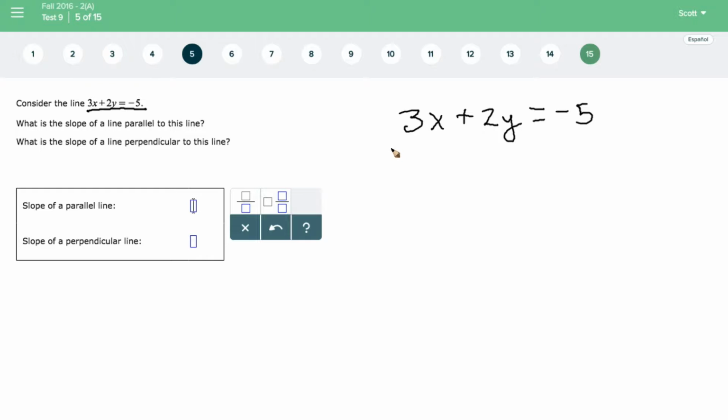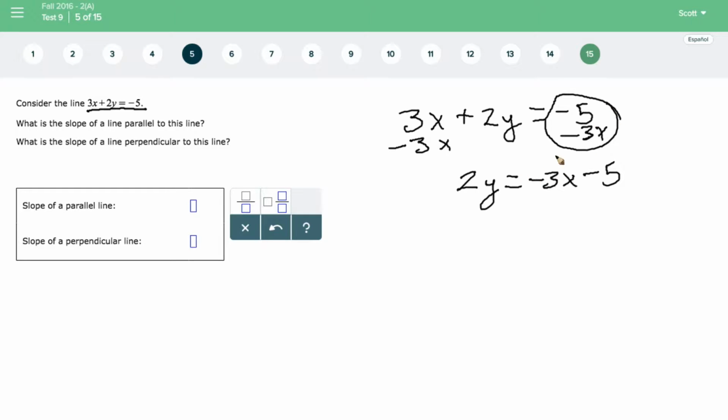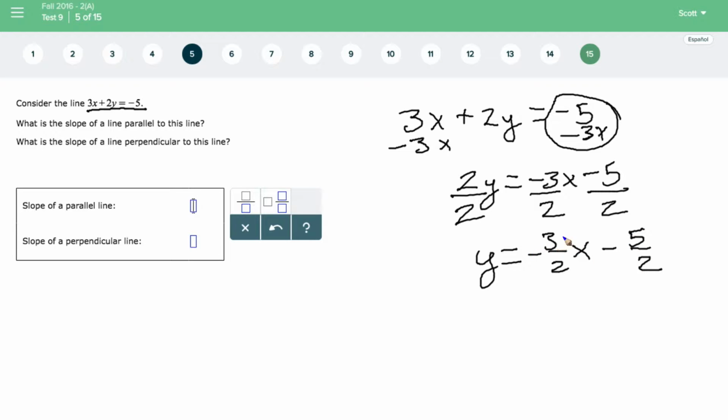We are going to do the opposite of x, so minus 3x minus 3x, giving us 2y equals, and the x's always come first, negative 3x, and then we have negative 5. Those just stay separate, okay, with the x's first, and then divided by 2, divided by 2, divided by 2. Y equals negative 3 over 2x minus 5 over 2. And we see that we now have our slope.